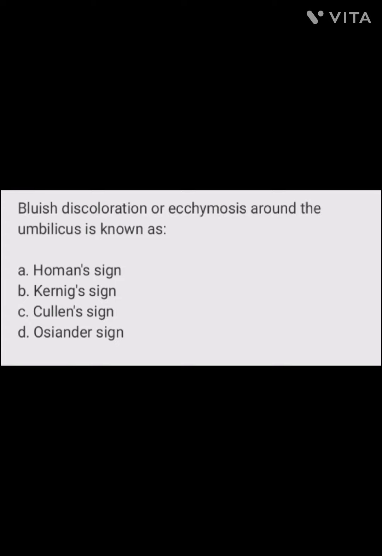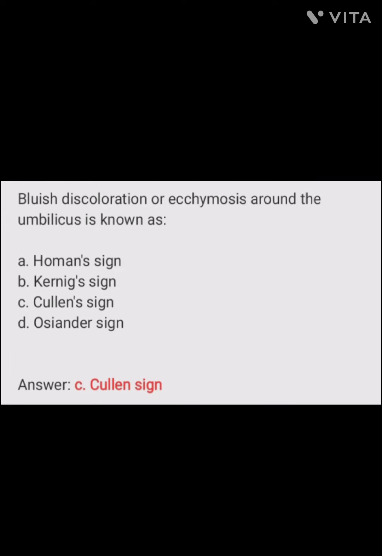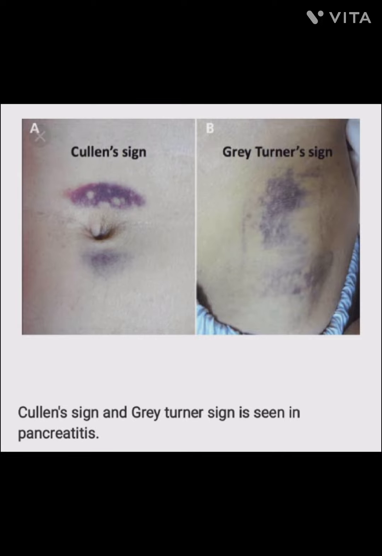Bluish discoloration or ecchymosis around the umbilicus is known as A. Homan sign, B. Kernig sign, C. Cullen sign, D. Osiander sign. And the answer is C. Cullen sign. Cullen sign and Grey Turner sign are seen in pancreatitis.